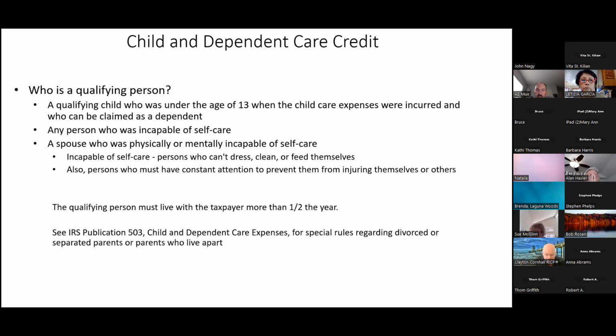Okay, now the child and dependent care credit, we're going to see a lot of this at the VITA site. Generally you're going to have a minor, a little kid under 13. And then you're going to work or you're looking for work, or as I mentioned before, you're attending school. There's a plug figure for that in the software. But the bottom line is you're paying someone to watch your child.